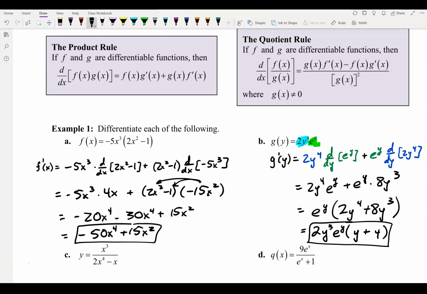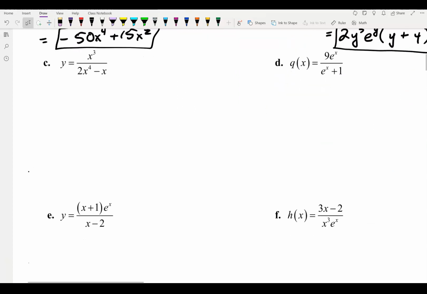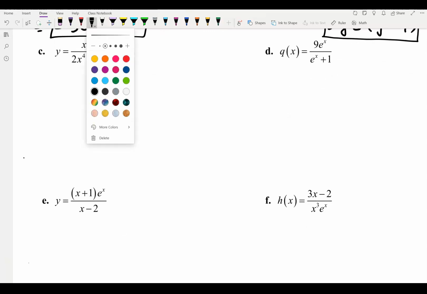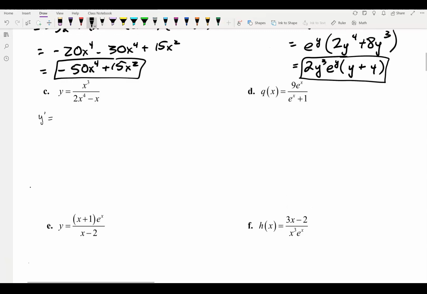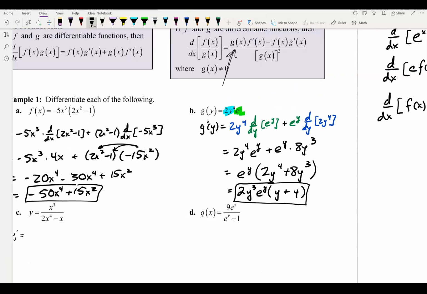Okay, so those are two product rule problems. Let's go ahead and do some quotient rule on these next two. And I'm probably going to write a little bit smaller because quotient rule takes a little more work. Let's see here. So we want y prime, which is going to be, we're going to be using our quotient rule, which is the bottom times the derivative of the top minus the top times the derivative of the bottom all over the bottom squared.